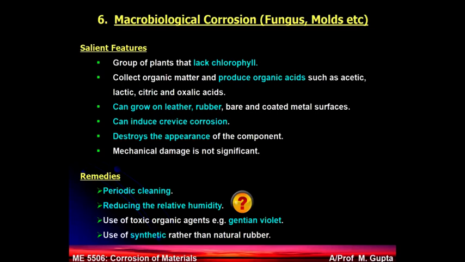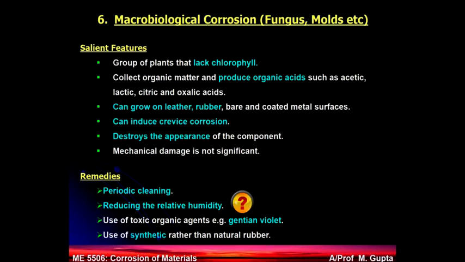You can look at the screen on your left hand side when I'm using the pointer, and they can grow on the leather and rubber things, and once they make the deposit, the corrosion that is triggered because of the deposit, if you recall, is the crevice corrosion. So they can create the situation for crevice corrosion, and they can fade the look of your component on which they are making the colonies. So it's only the surface damage that they can create, and the mechanical damage is not significant. But nevertheless, you don't want that kind of deposits to be even made.